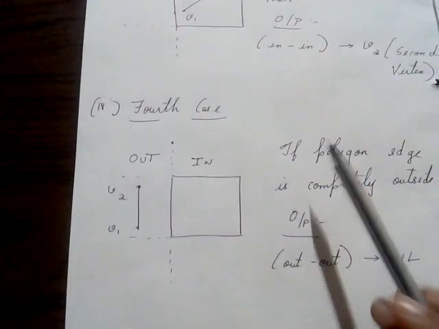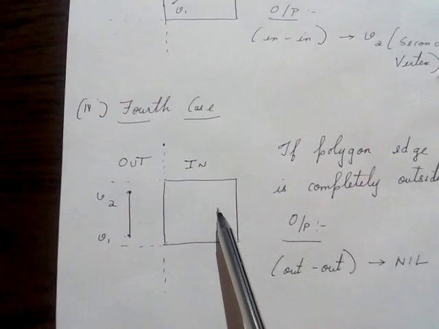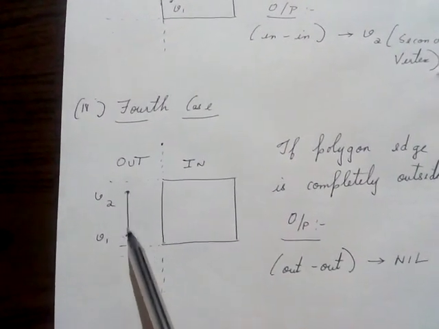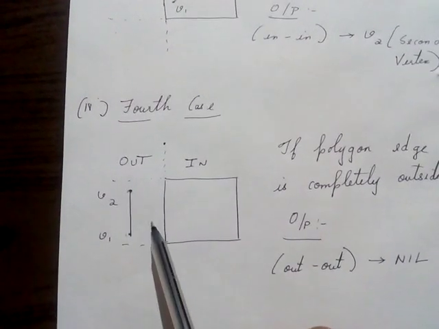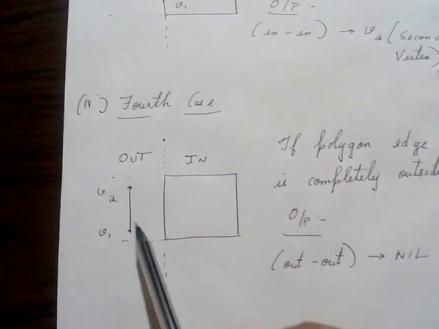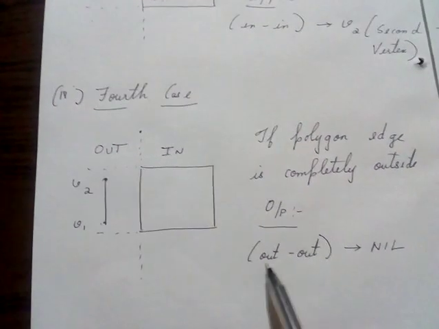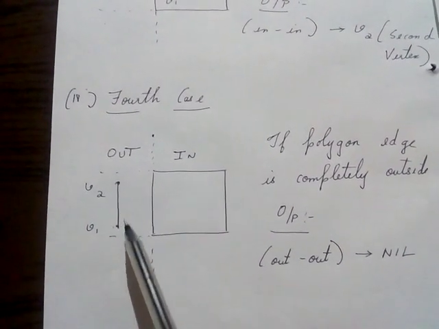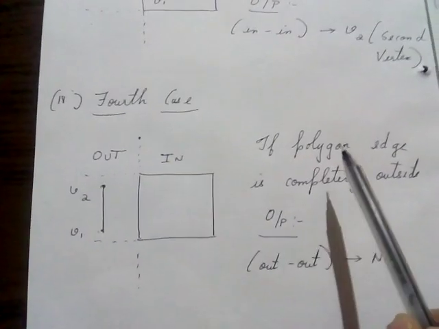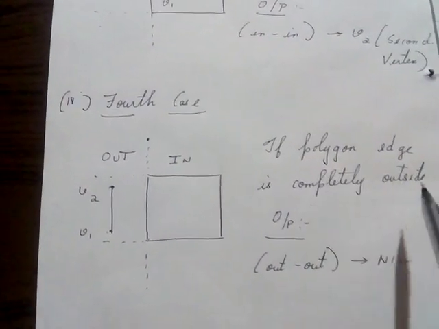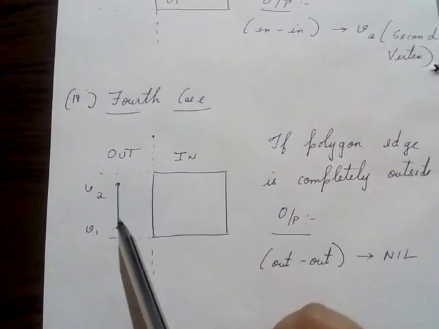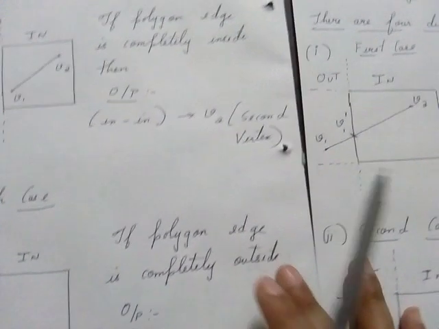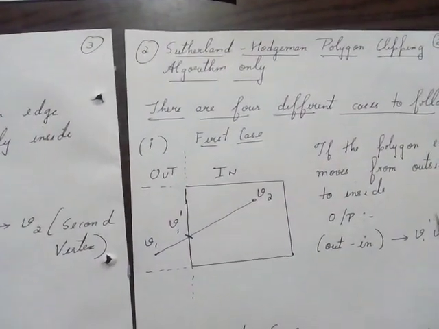In the fourth case, if an edge v1 v2 is completely outside the window, then the output of that edge, out to out, is nil. You should not consider anything, you do nothing there. If the polygon edge is completely outside, the output is nil. So these are the four cases of Sutherland-Hodgman polygon clipping.